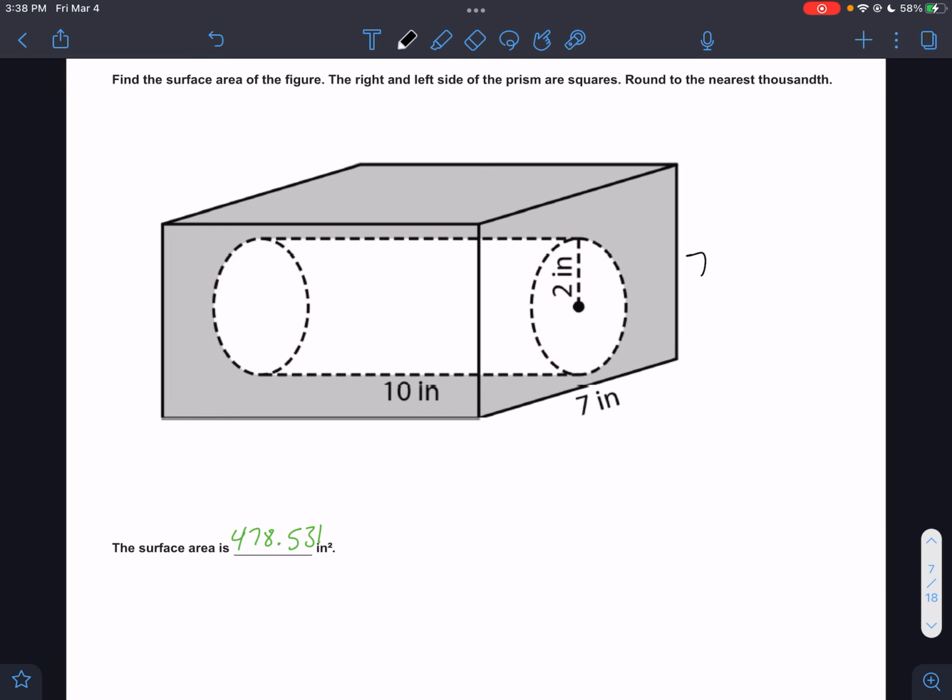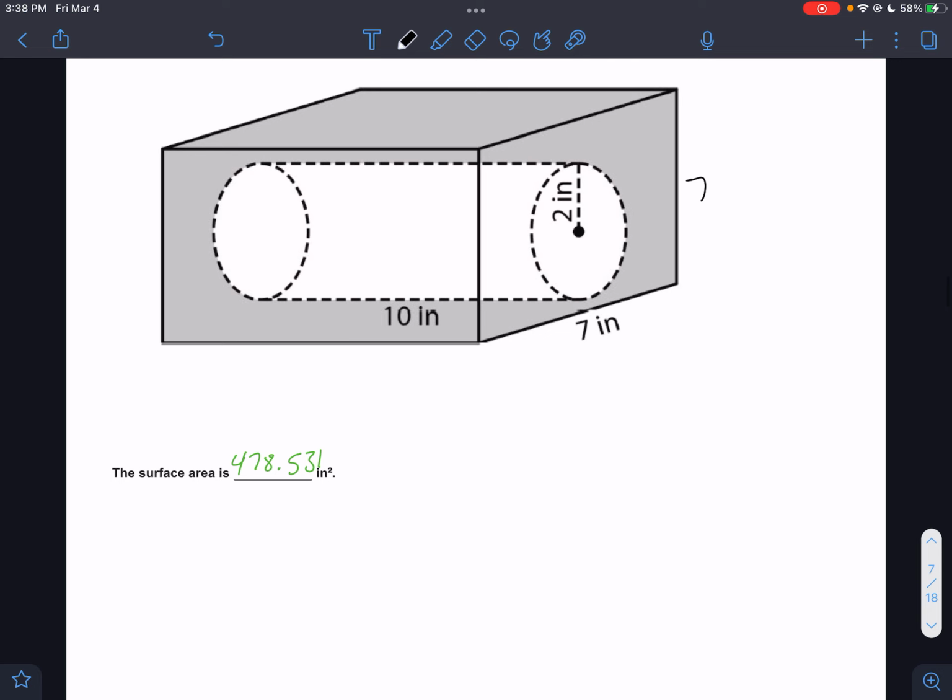Find the surface area of the figure. Okay. So, strategy. We have a box with a cylinder cut out of it. We need to account for every surface we can see and touch.